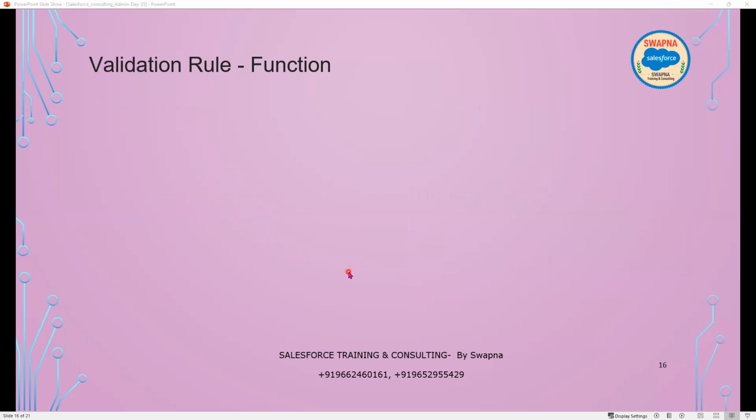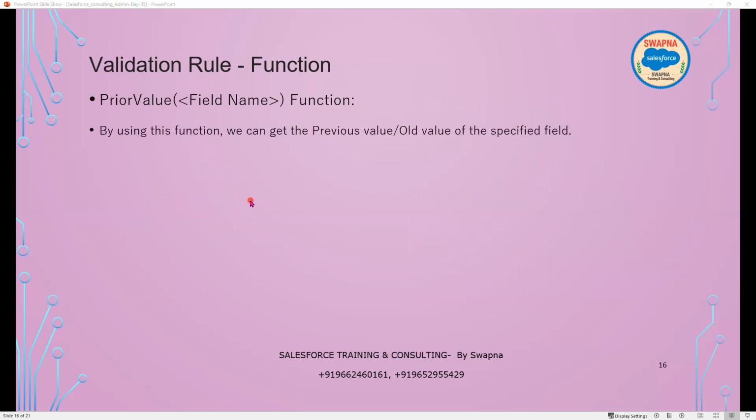Now let's check the next function, which is PRIORVALUE. PRIORVALUE(field name). By using this function, we can get the previous value or old value of the specified field.